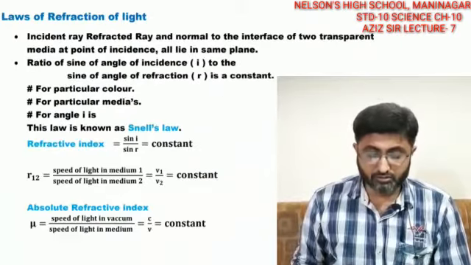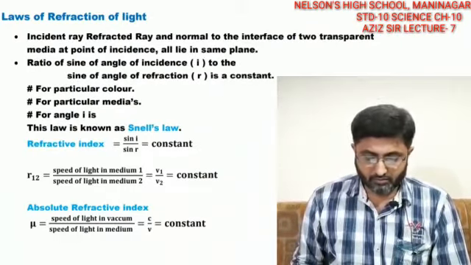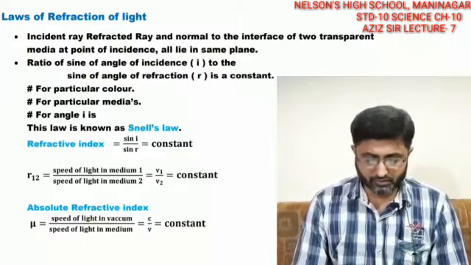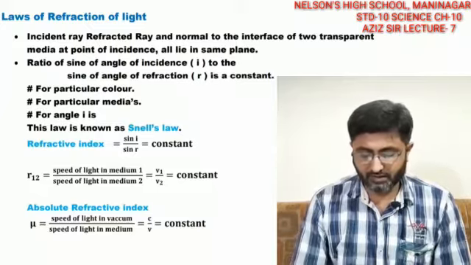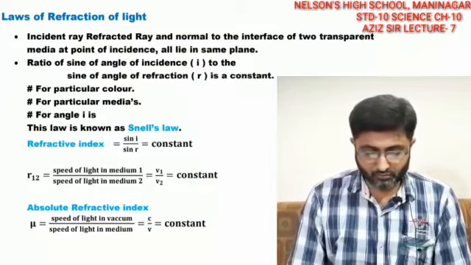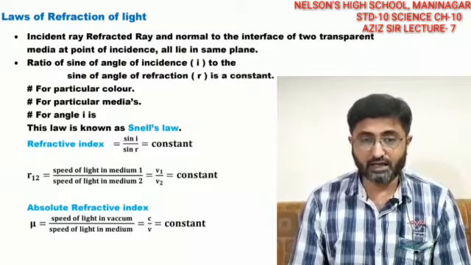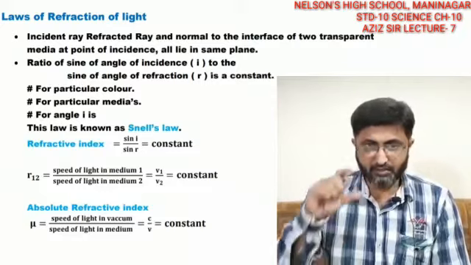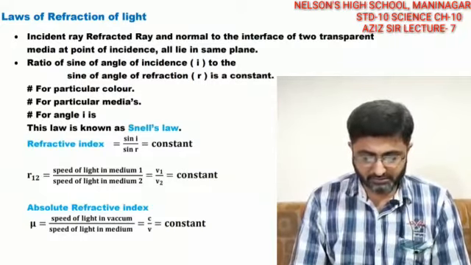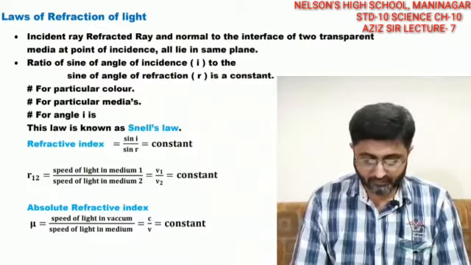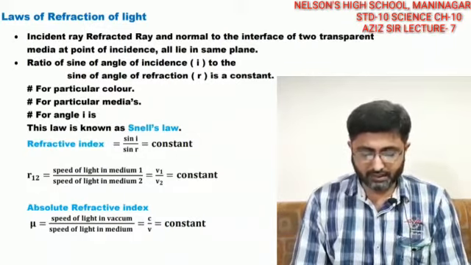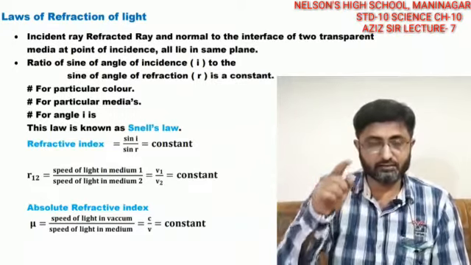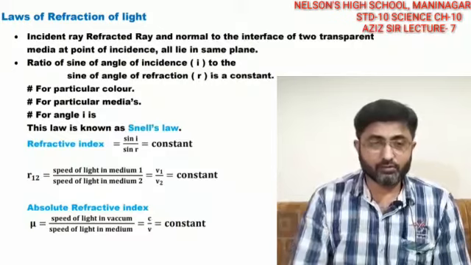We are going to learn the laws of refraction of light. Continuing the same concept from last time: the incident ray, the refracted ray and the normal at the point of incidence all lie in the same plane. The ratio of the sine of the angle of incidence to the sine of the angle of refraction is constant. We have to take the angle in trigonometric form, that is, the sine form.